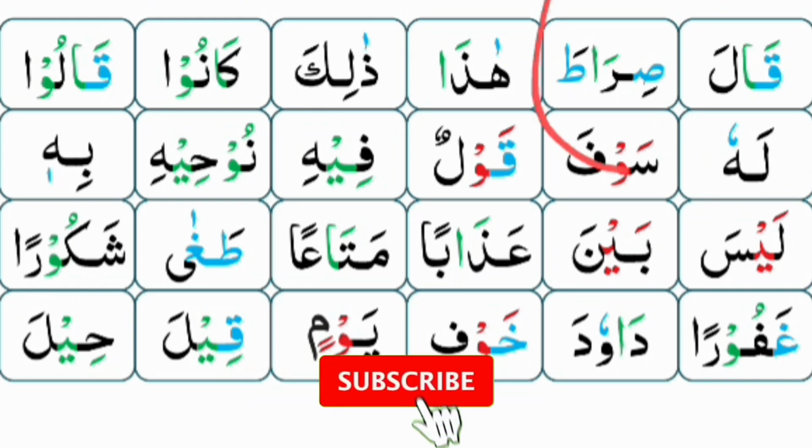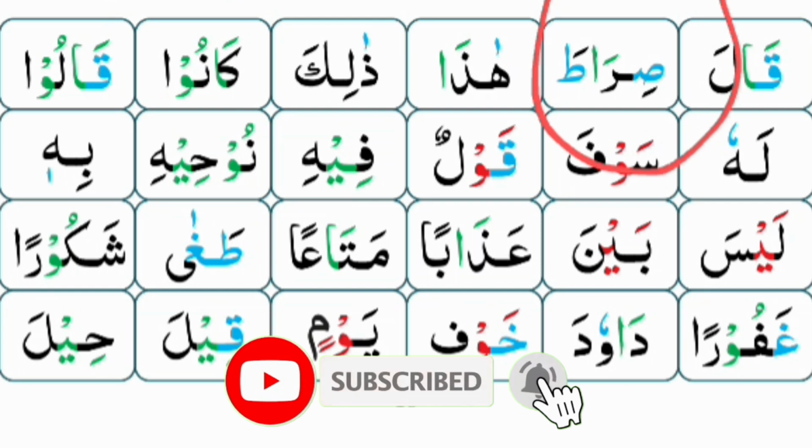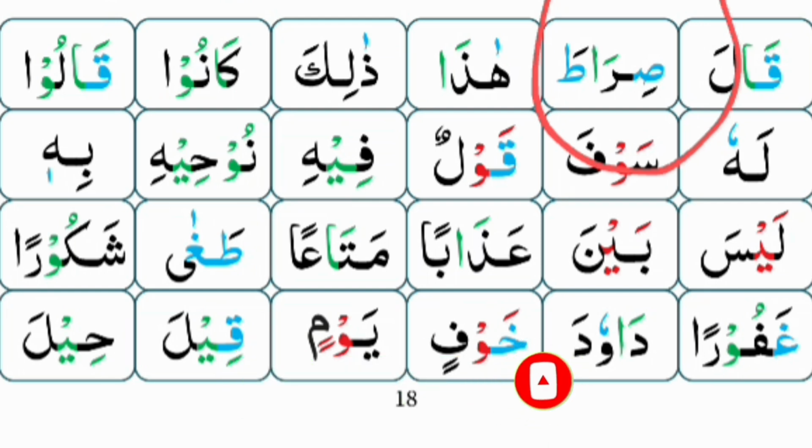The next word is this. This word comprises four letters. The first letter is swad, the second letter is ra, the third letter is alif, and the fourth letter is ta. Swad, ra, alif, ta. Now, as you know, we use sounds.